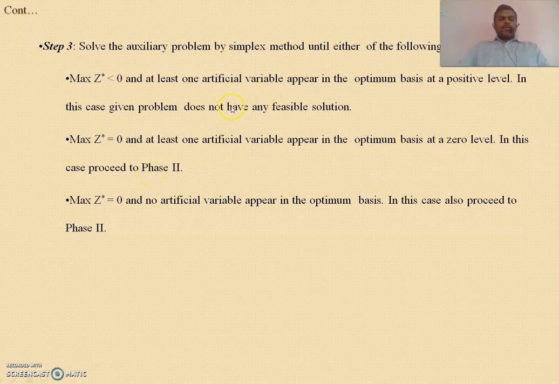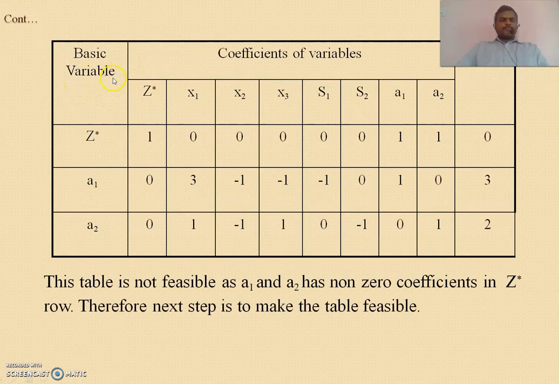Here no need to proceed for second phase. If your case is like this, maximum z star equal to 0, then we will go for phase second. Max z star equal to 0, no artificial variable appears in the optimum basis. In this case also proceed to second phase. But in this case no need to proceed for second phase. Here we will stop our final solution if your condition is like this.